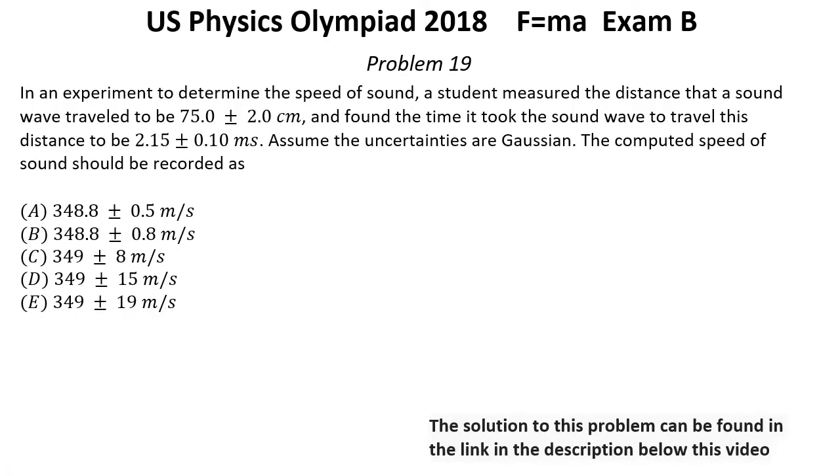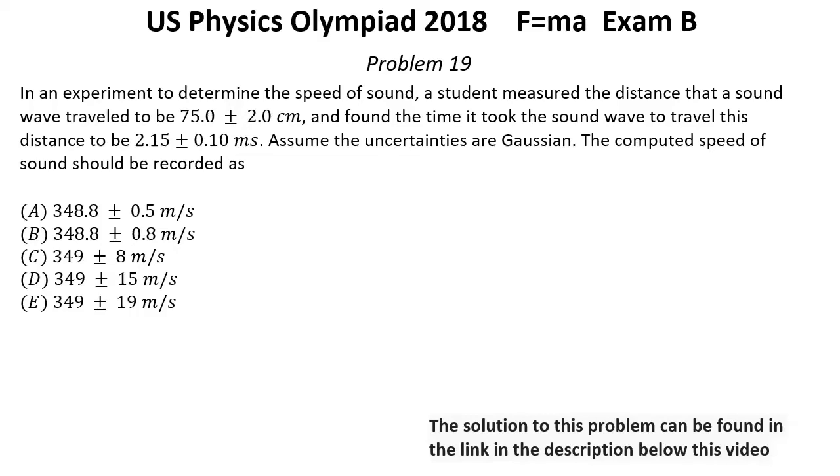Problem number 19. In an experiment to determine the speed of sound, a student measured the distance that a sound wave traveled to be 75 plus or minus 2.0 centimeters, and found the time it took the sound wave to travel this distance to be 2.15 plus or minus 0.10 milliseconds. Assume the uncertainties are Gaussian. The computed speed of sound should be recorded as follows.